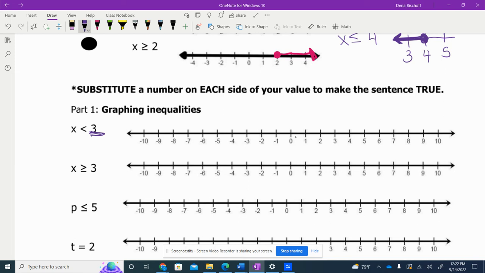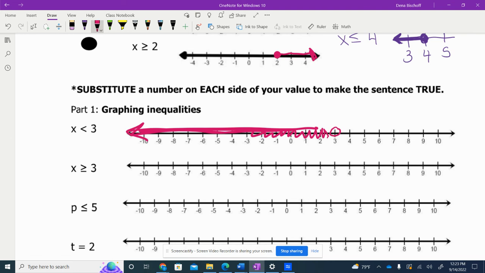Ironically, if the variable is first, you're always going to shade in the direction that your inequality points. This points to the left, so that's the way you would shade. So let's look. I'm going to start this at 3. Is this going to be an open circle or a closed circle? Open. Awesome. So open circle. Am I shading to the right or to the left? Yeah, this says all numbers less than 3.